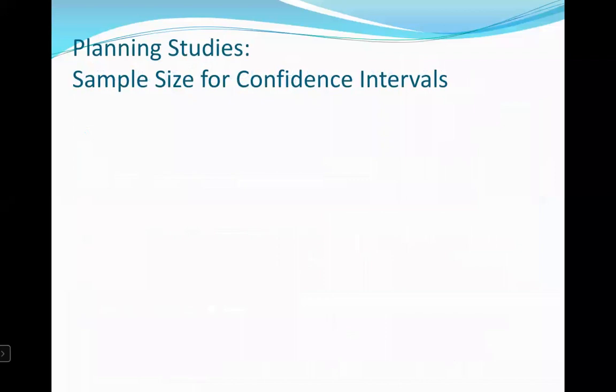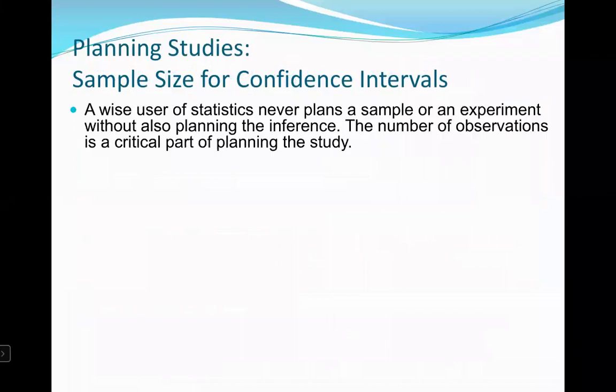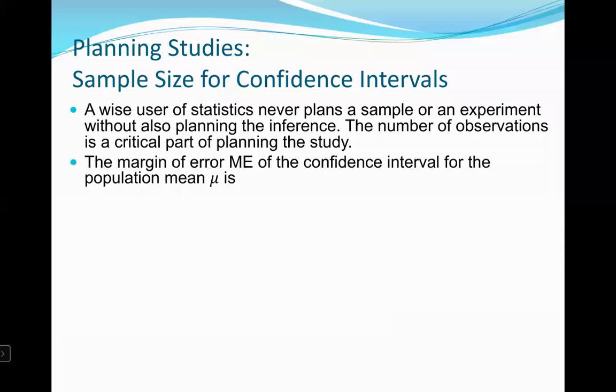Planning studies. Sample size for confidence intervals. A wise user of statistics never plans a sample or an experiment without also planning the inference. The number of observations is a critical part of planning the study. The margin of error, ME, of the confidence interval for the population mean mu is M equals Z star times sigma, which is divided by the square root of n.